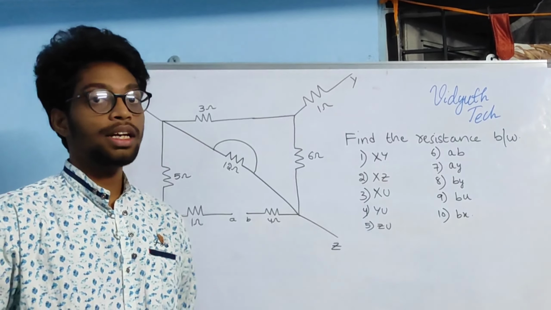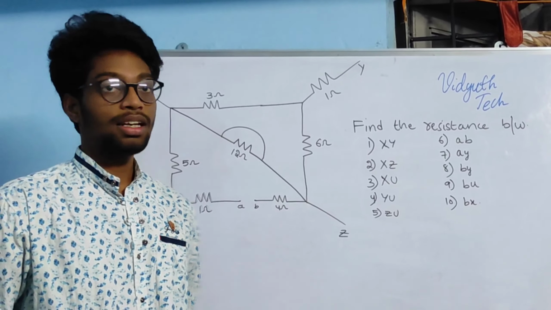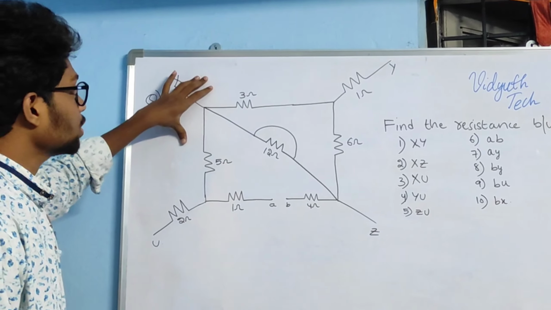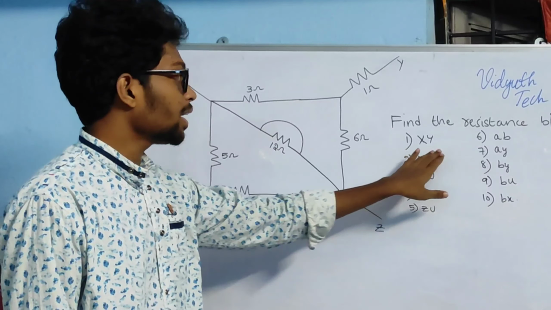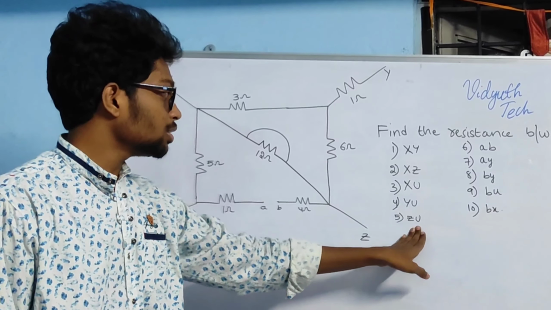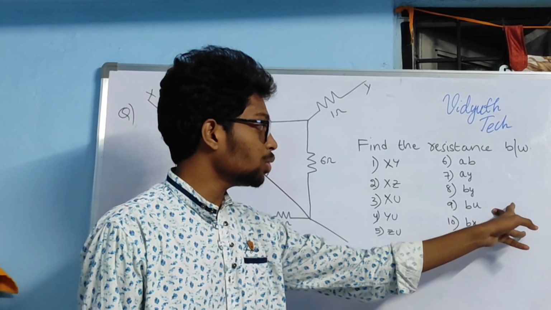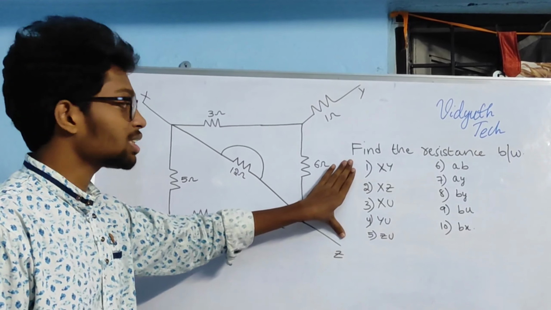This is Sai Prakash. In this video, I would like to solve important questions regarding SSC JE Electrical. Here comes the question, friends. Here you can see the circuit diagram of this question, and we have to find the resistance between the following terminals: XY, XZ, XU, YU, ZU, AB, AY, BY, BU, and BX. We have to find the equivalent resistance across these terminals.